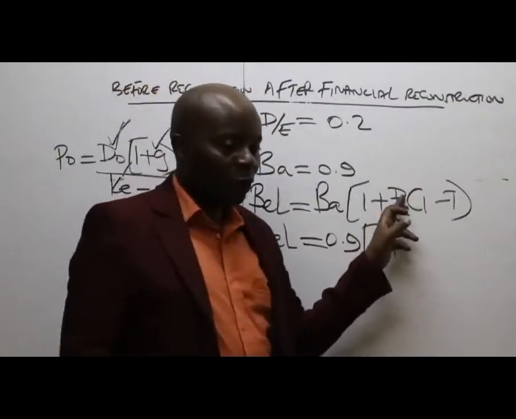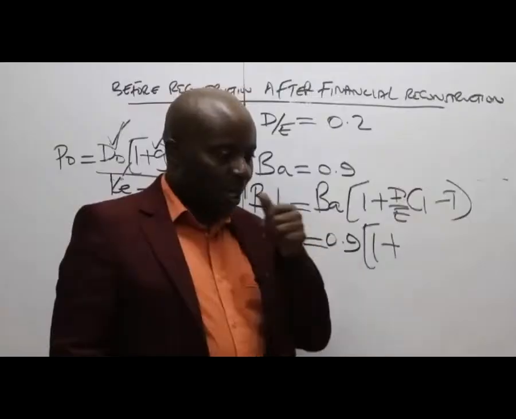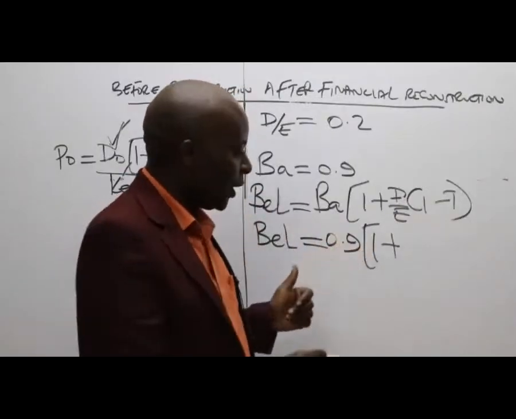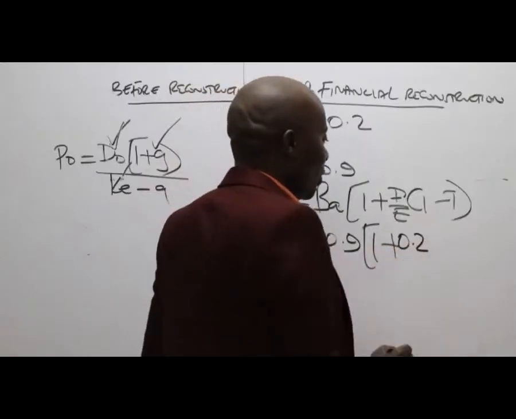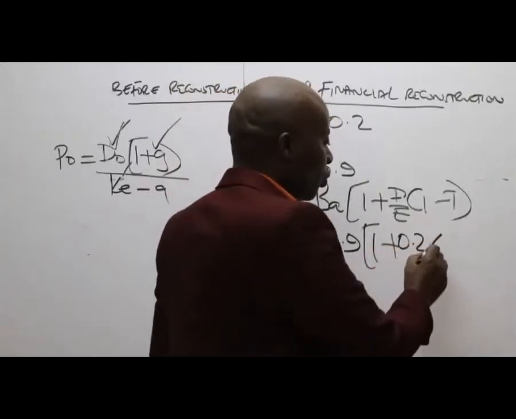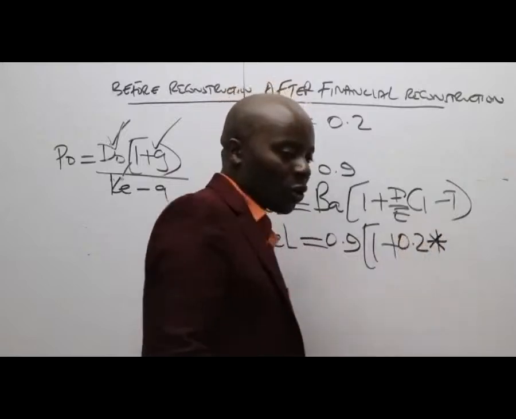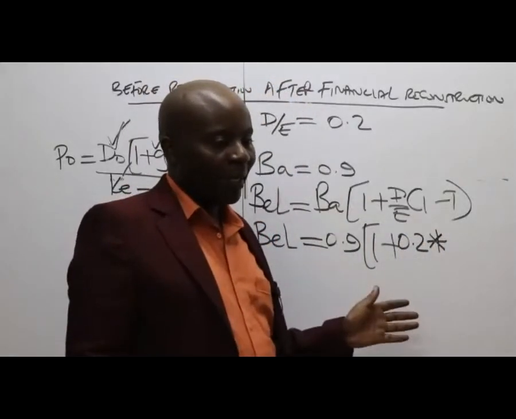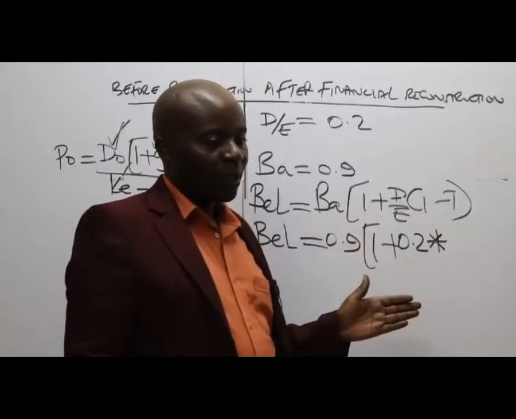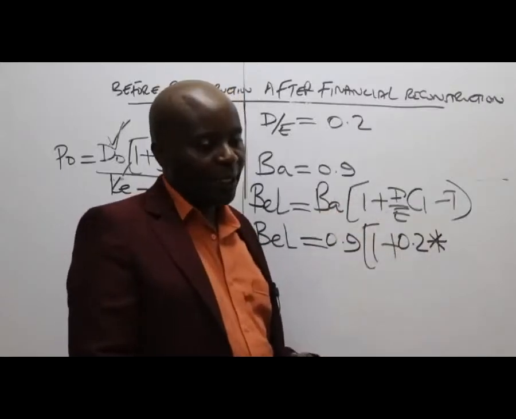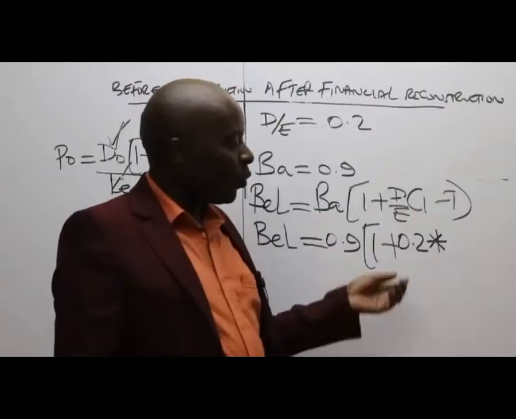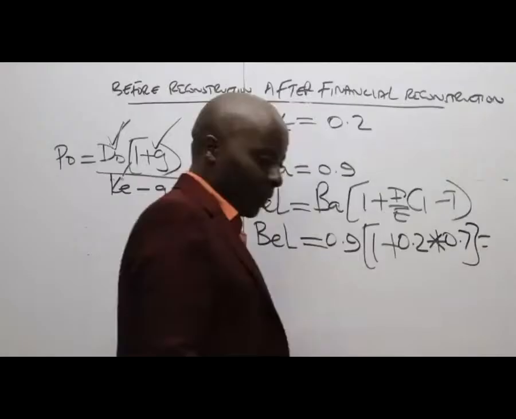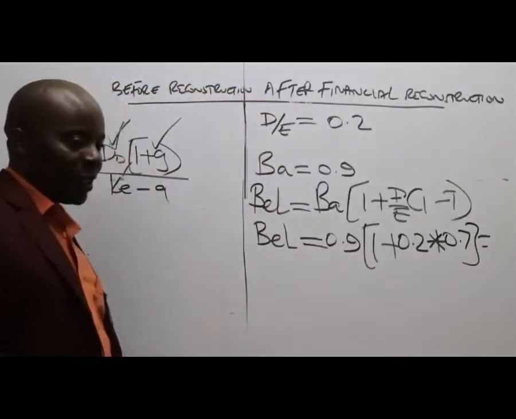Do we have this debt to equity? It is 0.2. And then this has to be adjusted for taxation. Remember, it is 0.2 multiplied by 1 minus tax. The tax rate was provided as 30%, 0.3. So then 1 minus 0.3 gives me 0.7 like that.